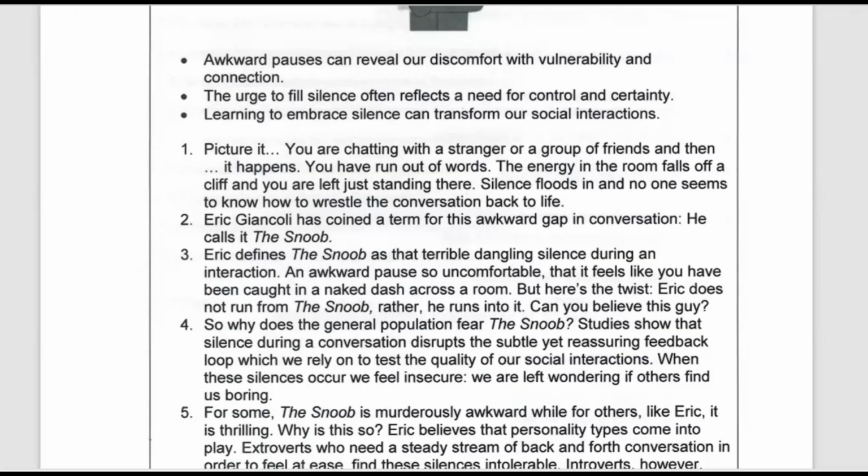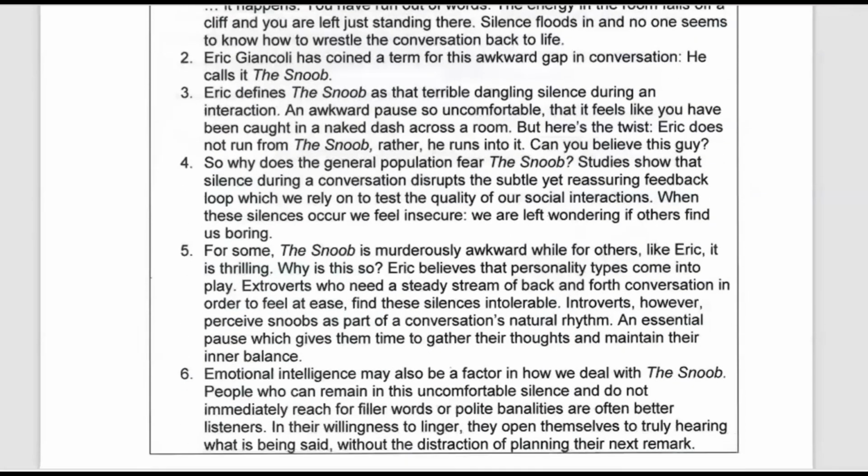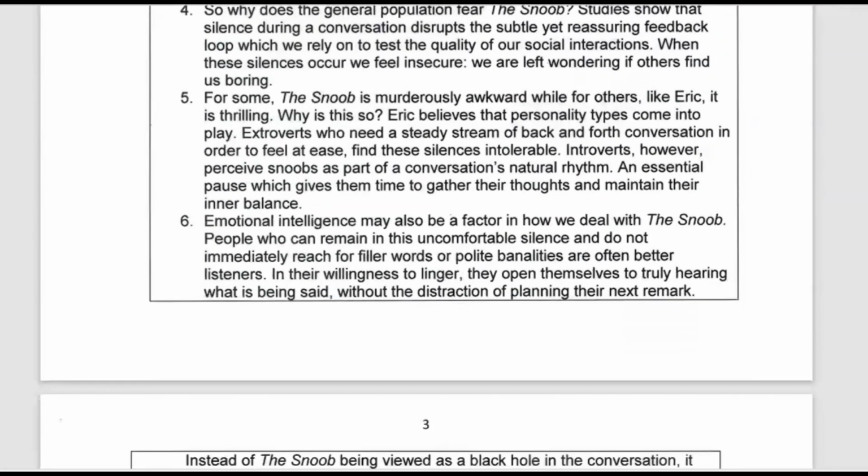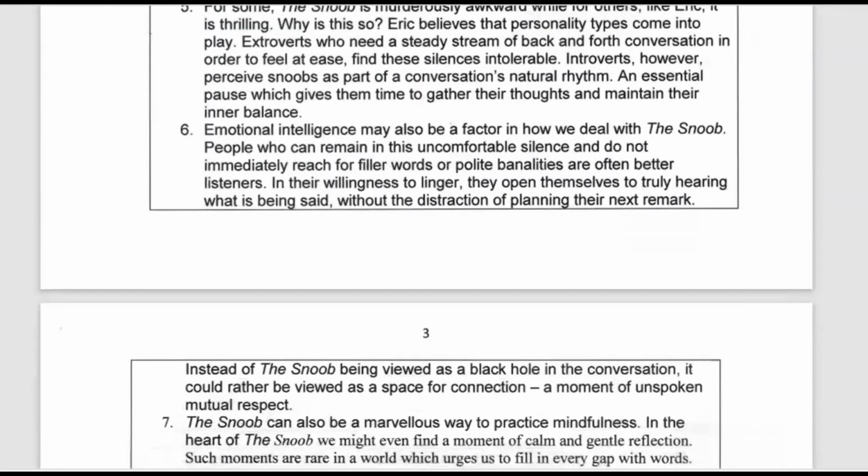Why is this so? Eric believes that personality types come into play. Extroverts who need a steady streak of back and forth conversation in order to feel at ease find this silence intolerable. Introverts, however, perceive snobs as part of a conversation's natural rhythm, an essential pause which gives them time to gather their thoughts and maintain their inner balance.